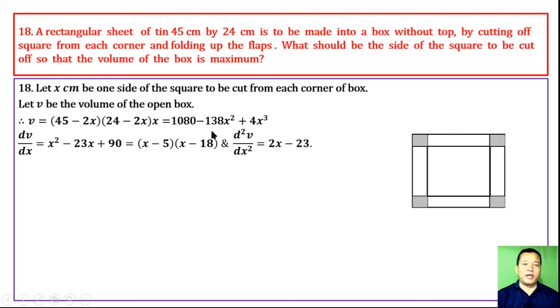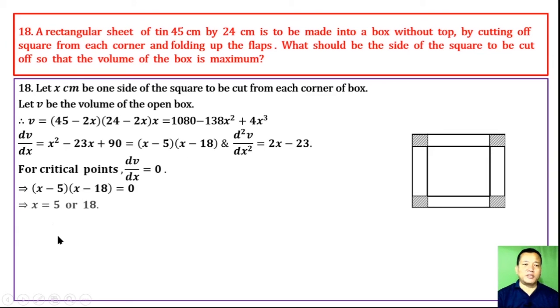Now dV by dx, the derivative in x, we get this. Again the second order derivative in x, we get this. For critical points, dV by dx equal to 0 gives what? It gives this, and by factorization we get x equal to 5 or 18. x equal to 5 is correct since x equal to 18 is impossible.